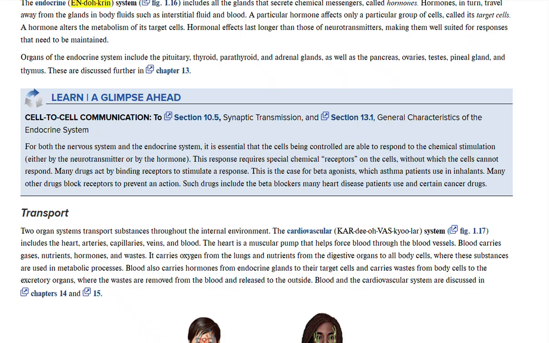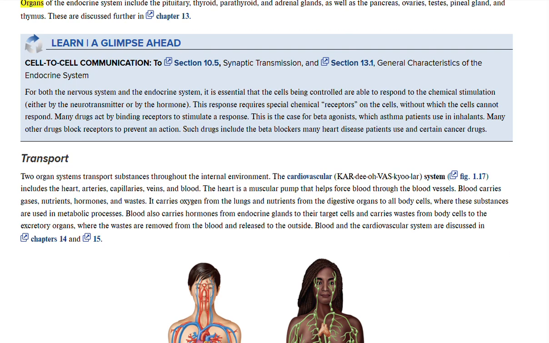The endocrine system, figure 1.16, includes all the glands that secrete chemical messengers, called hormones. Hormones, in turn, travel away from the glands in body fluids such as interstitial fluid and blood. A particular hormone affects only a particular group of cells, called its target cells. A hormone alters the metabolism of its target cells. Hormonal effects last longer than those of neurotransmitters, making them well suited for responses that need to be maintained.